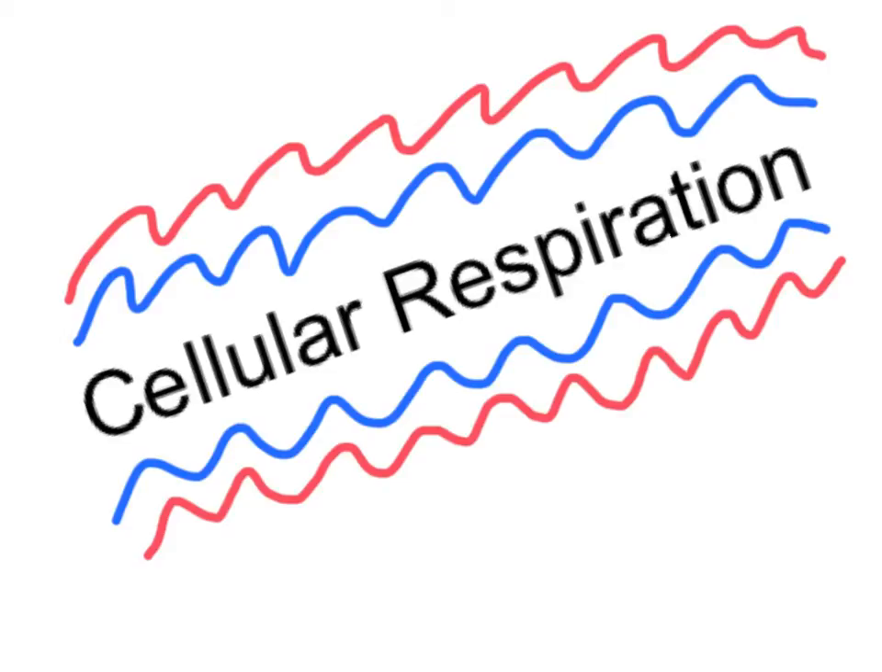Cellular respiration is a series of reactions within the cytoplasm and mitochondria of eukaryotic cells in which glucose is broken down into energy to form ATP. This process happens in 4 steps: glycolysis, pyruvate oxidation, the Krebs cycle, and electron transport chain.